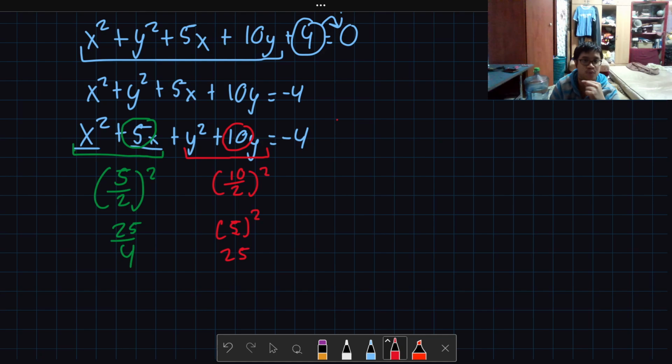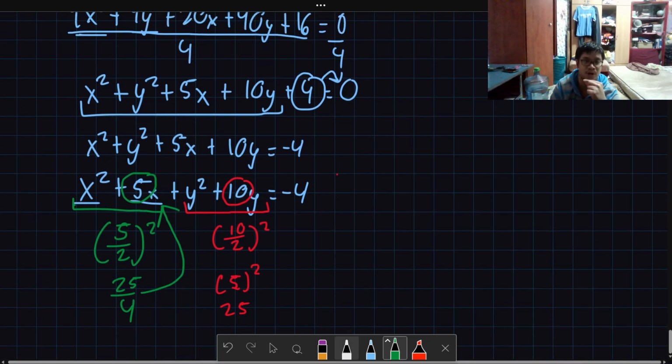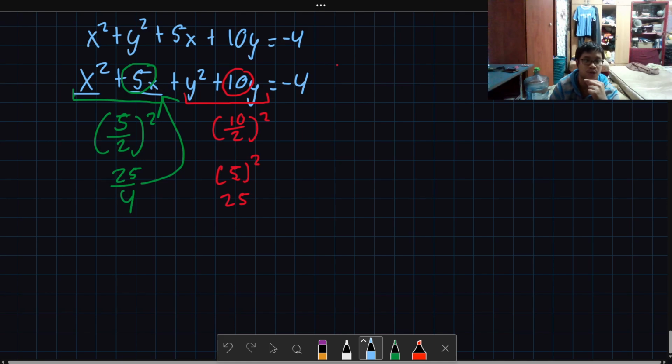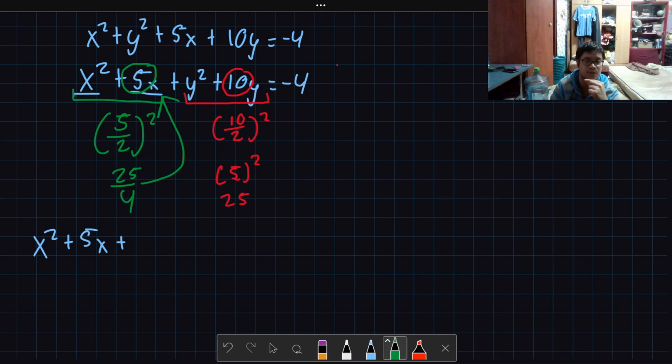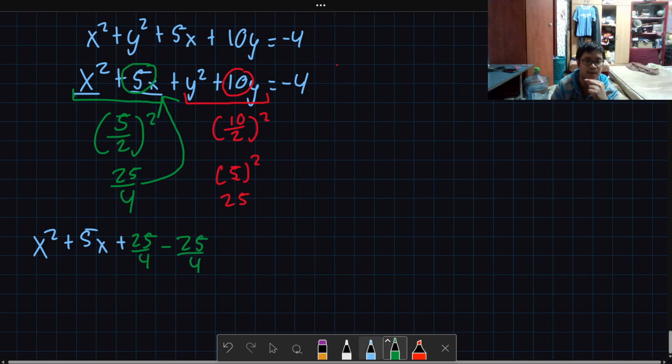Now that you have 25 all over 4, you're going to put plus 25 all over 4 minus 25 all over 4 beside 5x. As a result, you will have x squared plus 5x plus 25 all over 4. Let me just change the color. Forgive me. 25 all over 4 minus 25 all over 4. Then, a similar thing to the y.